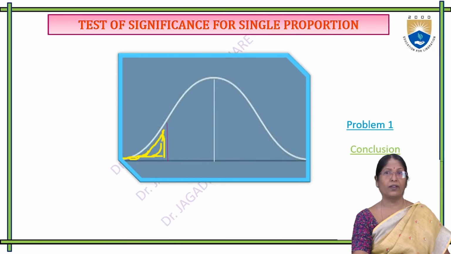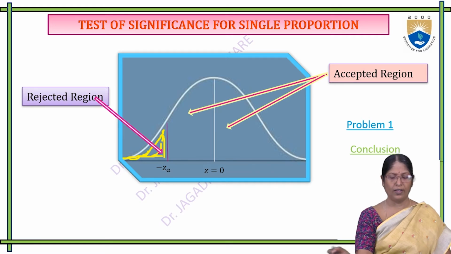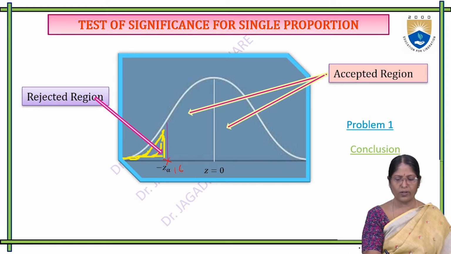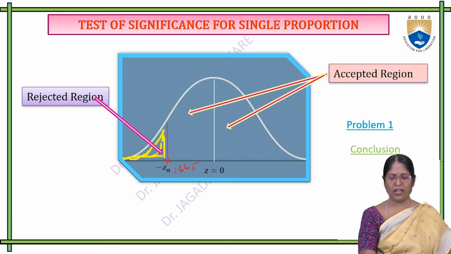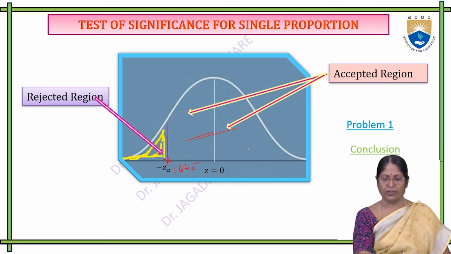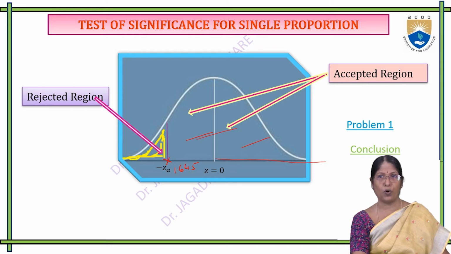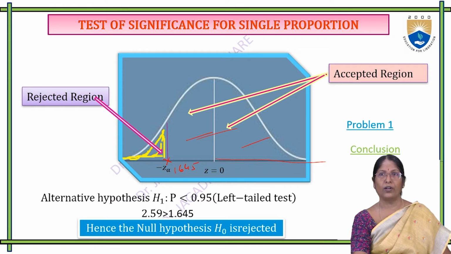We can see it very clearly in the final output of the graphical representation, which region is accepted and which region is rejected. Here is our 1.645. Our calculated value is 2.59. Naturally, it falls on this side. Here, this is also 0 to infinity, the positive side. If it falls in the two sections, it is the accepted region. So here we are noticing that.